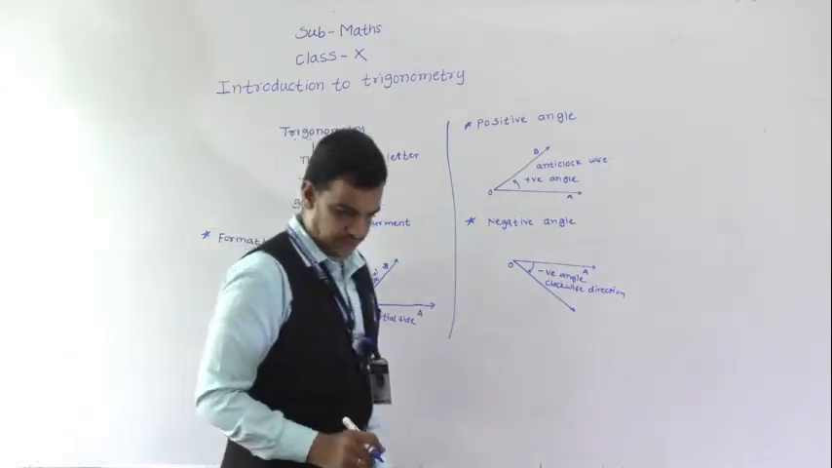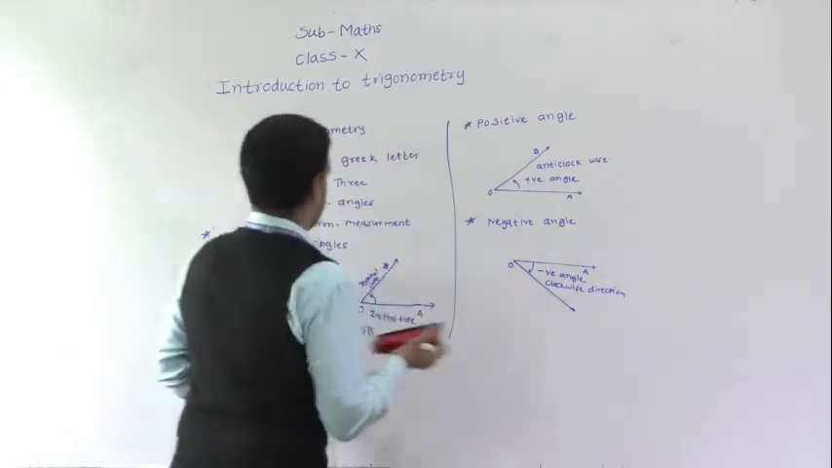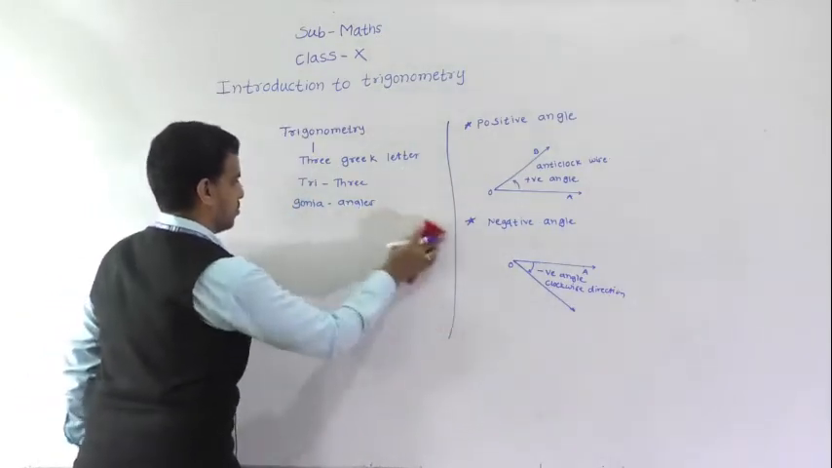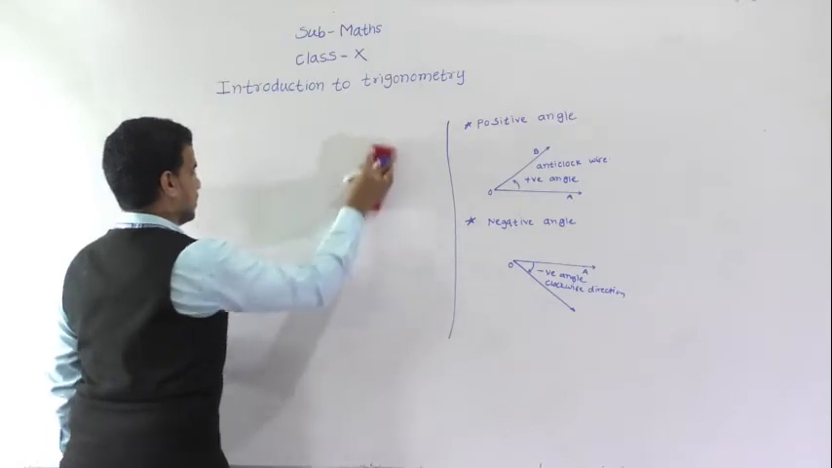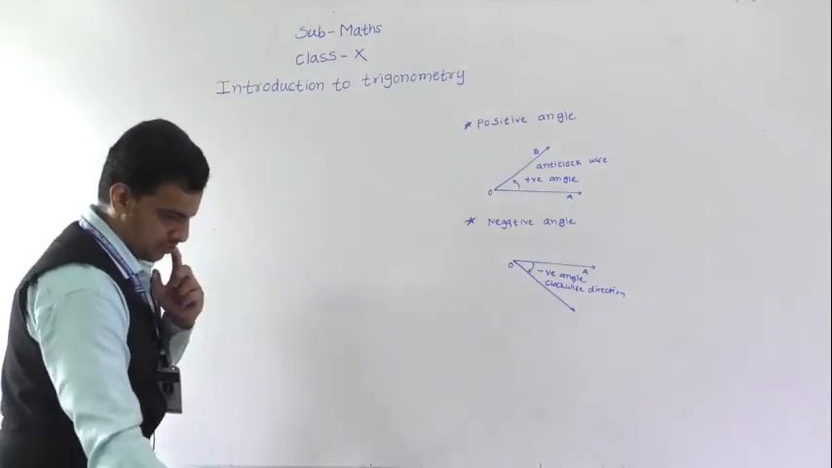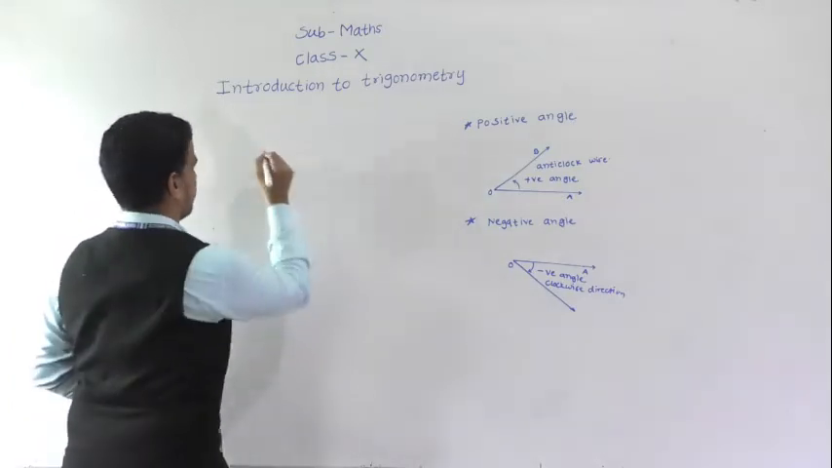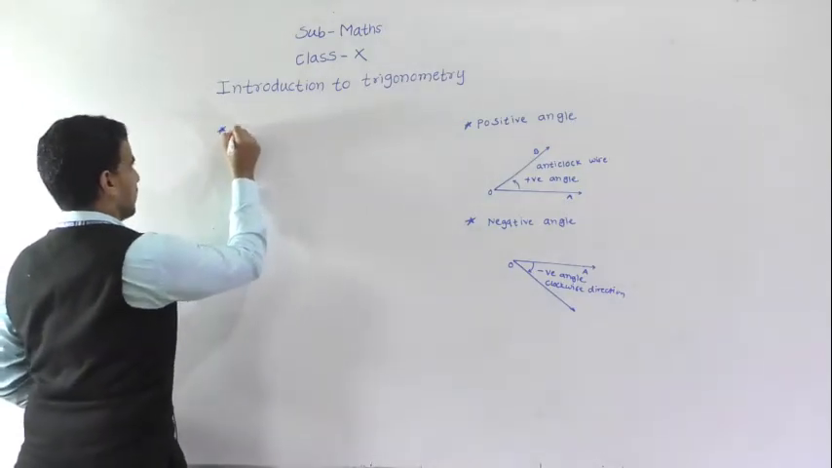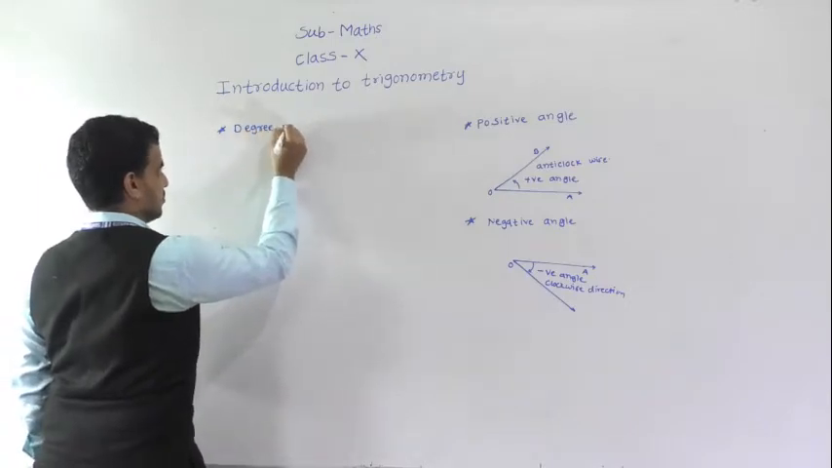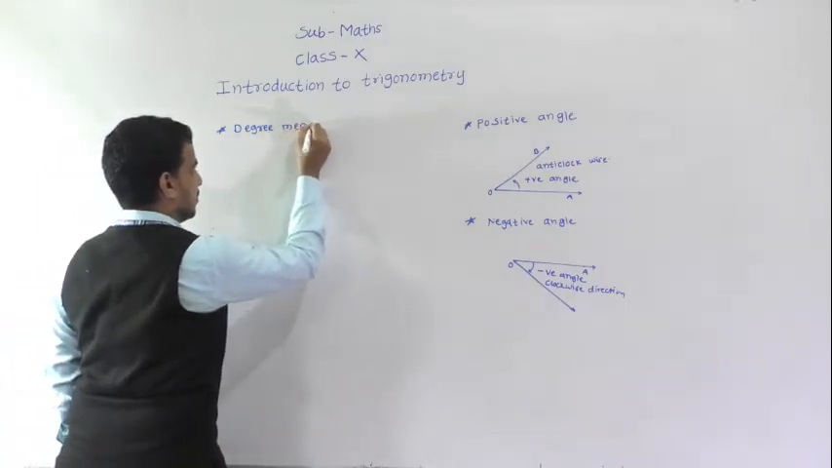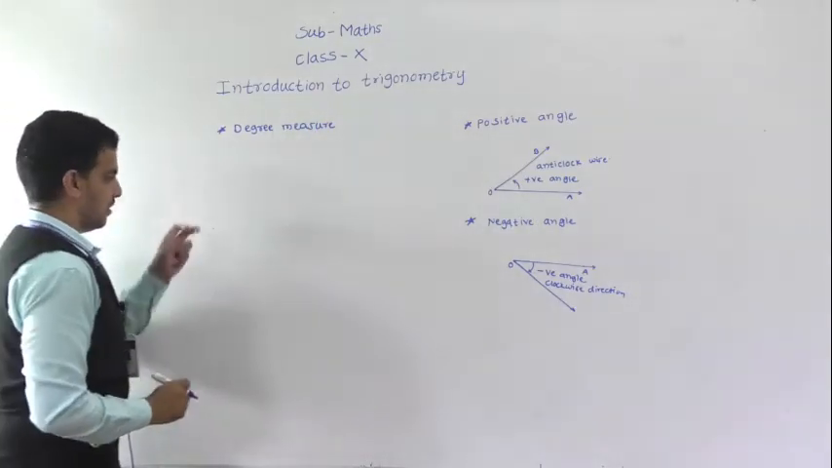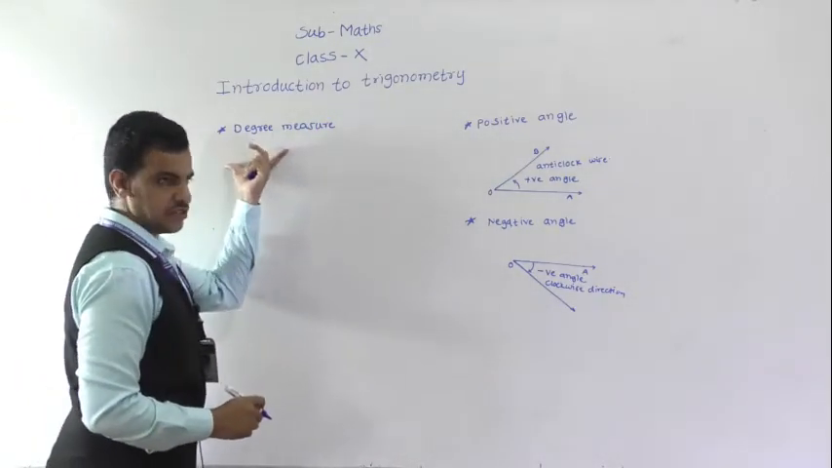Okay, after that, there are two methods to measure angles. The first one, which everyone knows, is the degree measure.